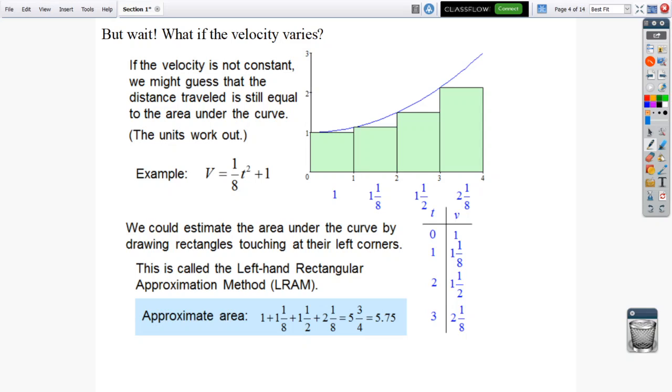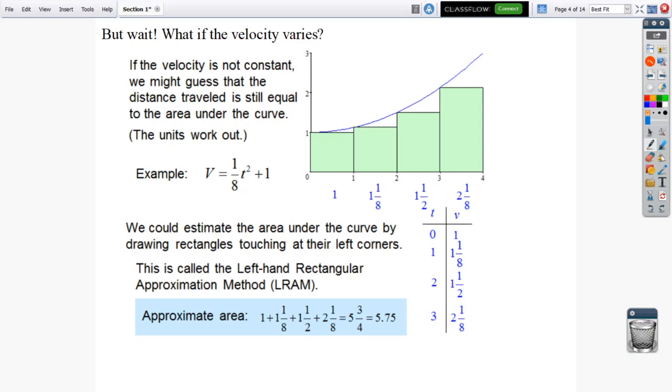But we have some velocity varying. So this draws it back to that Atticus and Eden problem here. If the velocity is not constant, you can guess the distance traveled is still equal to the area. You can guess, but the area underneath the curve is still equal to the distance traveled. The units do still work out, but now you subdivide into as many rectangles as you want.